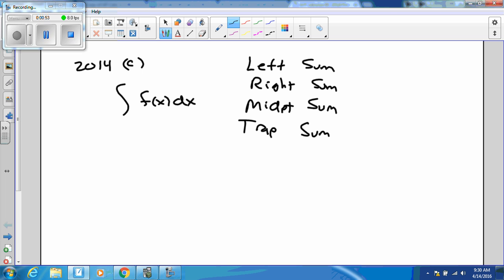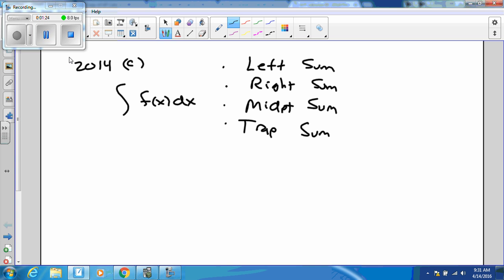So there are two things that you definitely need to know, AP-wise, for each of these sums. And then there's one additional thing that you should probably know just for the sake of cultural enrichment. And the two things you definitely should know are how to construct each one and qualitatively what we can say about the error for each one of these. First of all, how to construct.